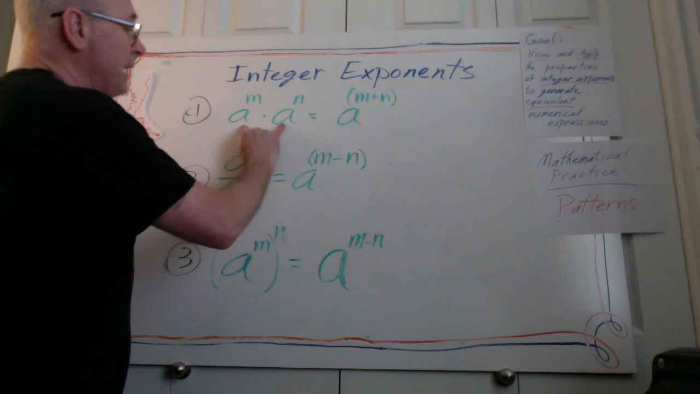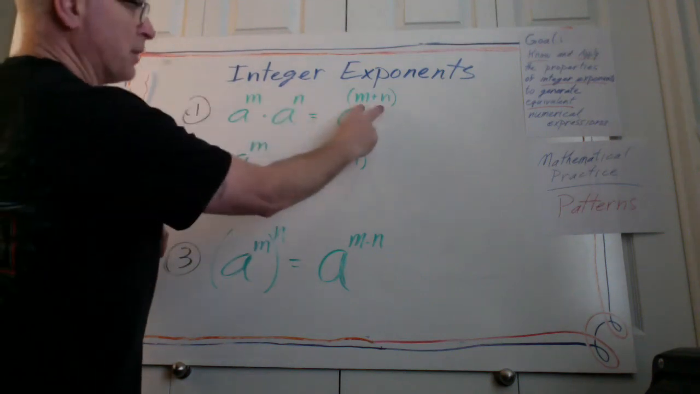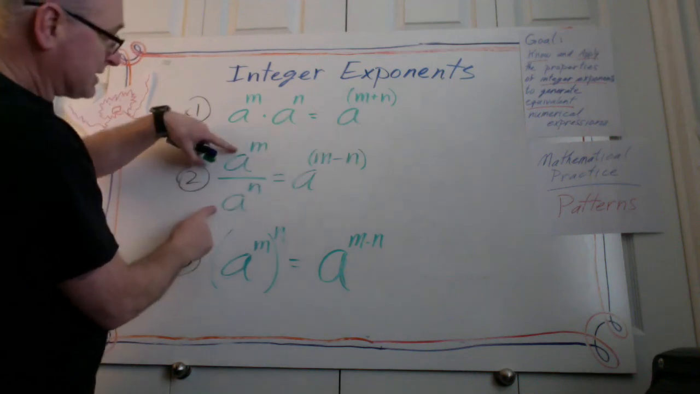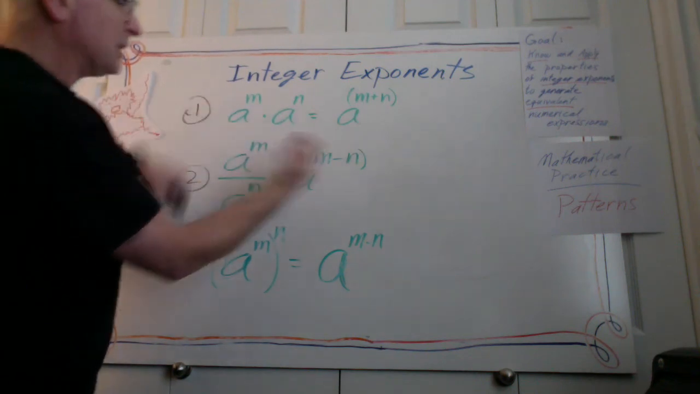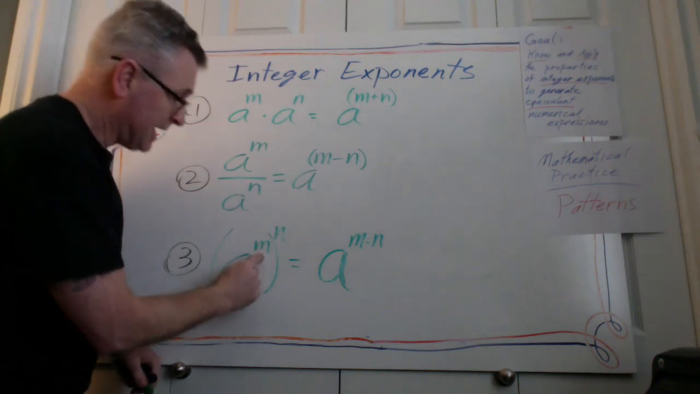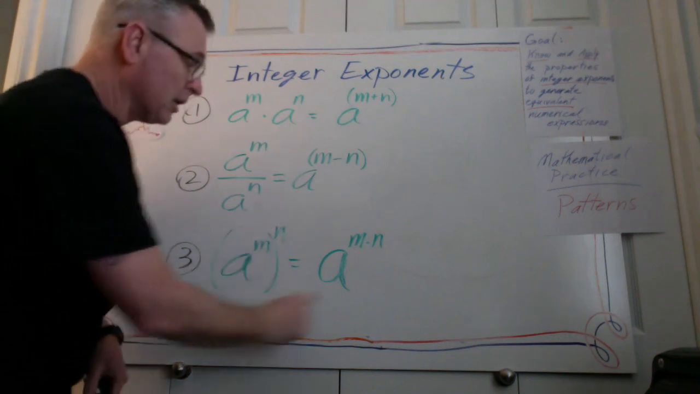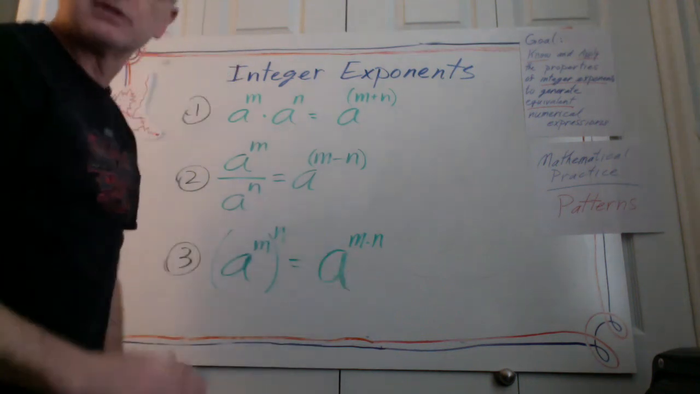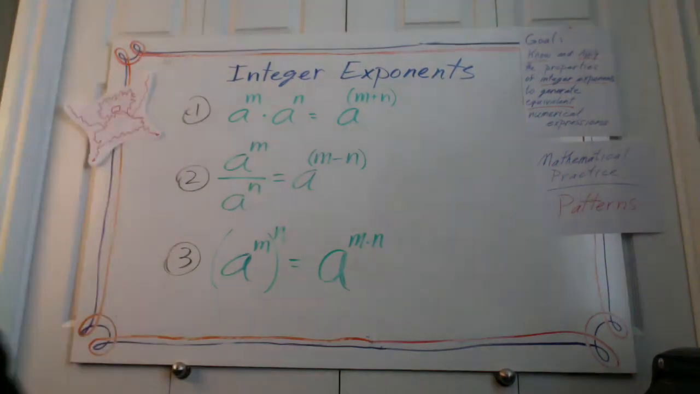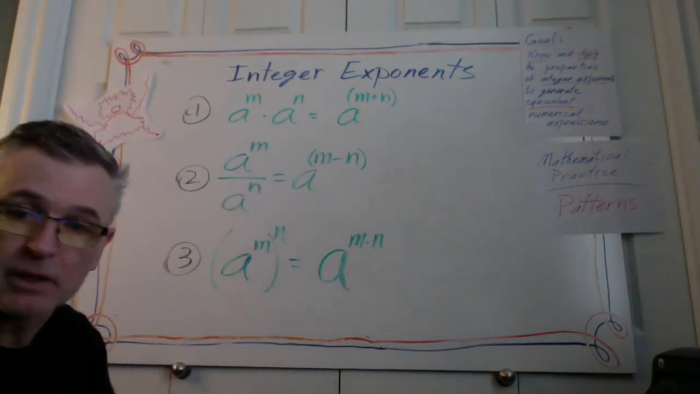So we've got the same base, and we're multiplying. We add the exponents. If we have the same base, and we're dividing, we subtract. And if we have a base taken to an exponent to another exponent, or a power to a power, we multiply. This is the whole problem. This is the first part of all of these rules for exponents that we're going to talk about.